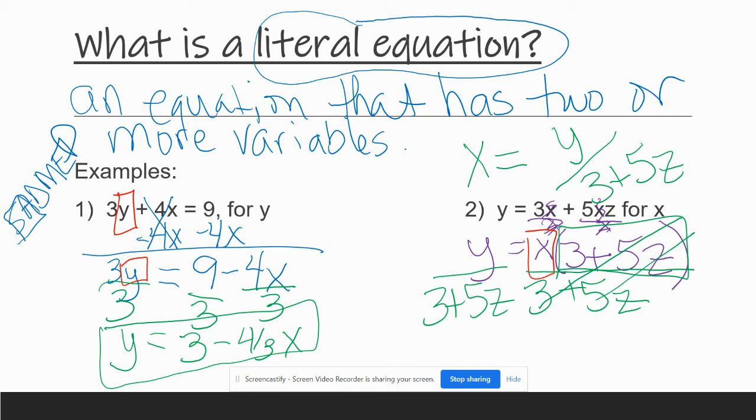So I would like for periods 2 and 5 to do 3, 5, and 7 of the U-Try. Periods 4 and 6 to do 4, 6, and 8 on the U-Try.